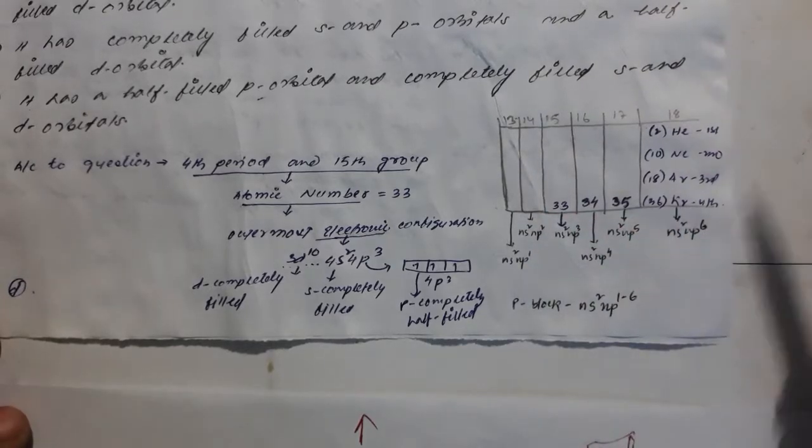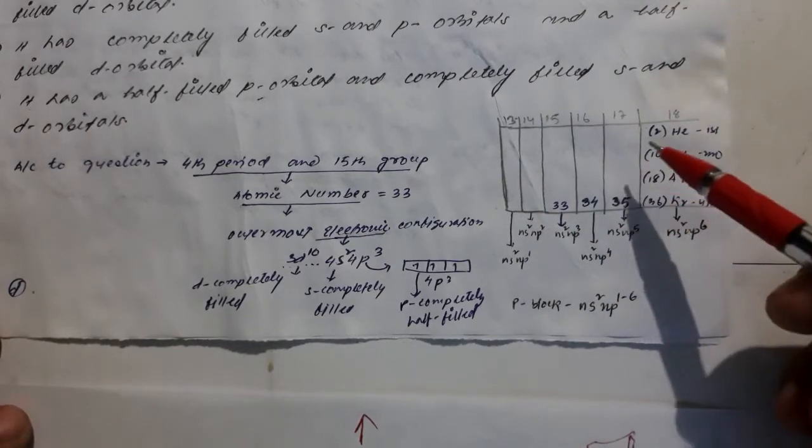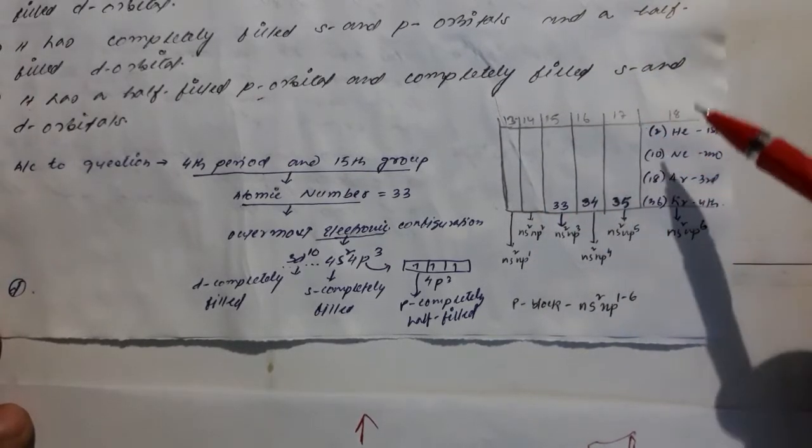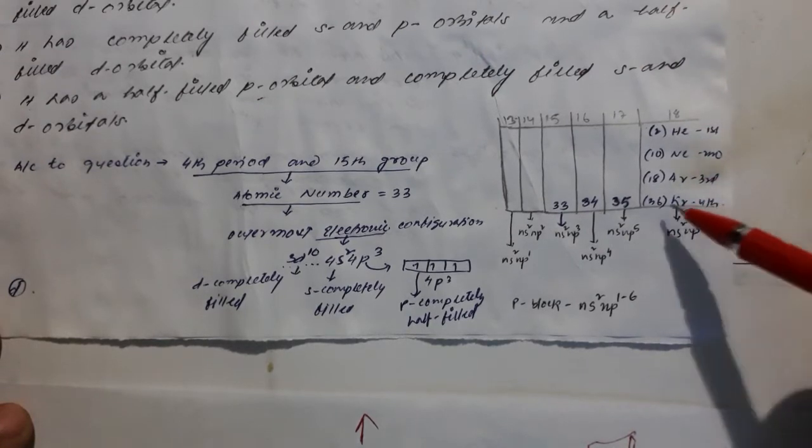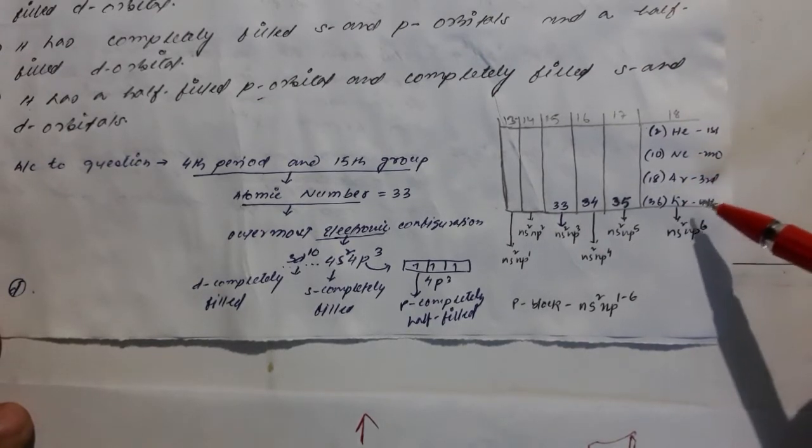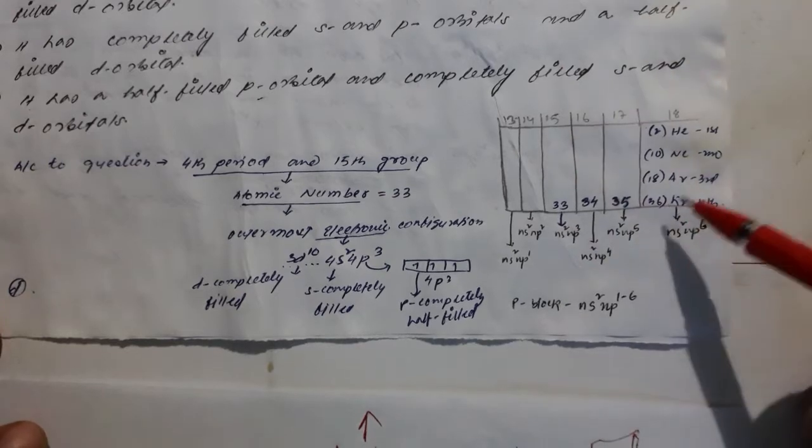So this is a p block element, right? Now what is it talking about? It's talking about the 4th period. So 1, 2, 3, 4. It definitely belongs to what? We will talk about Krypton, right? So 36 and group 18.